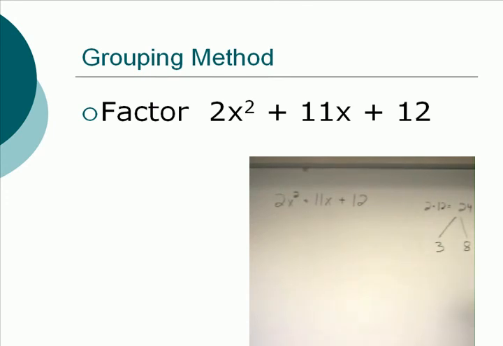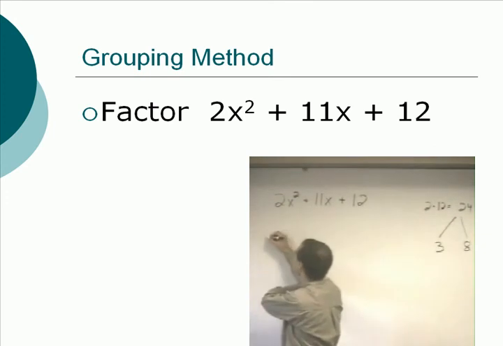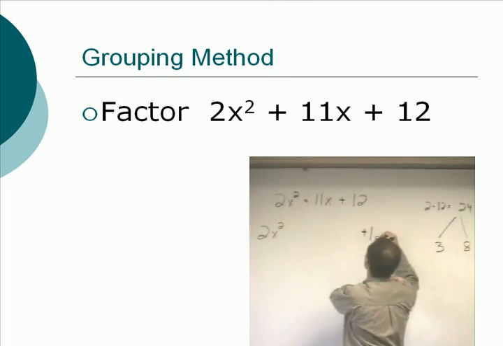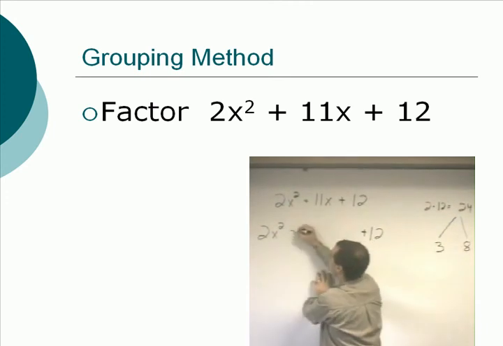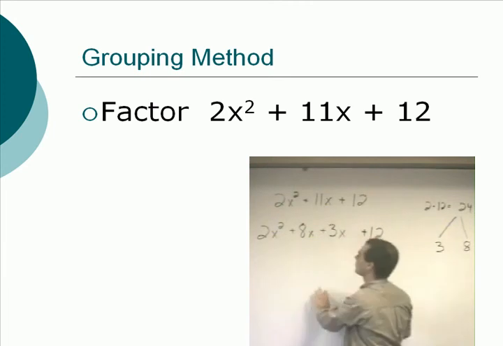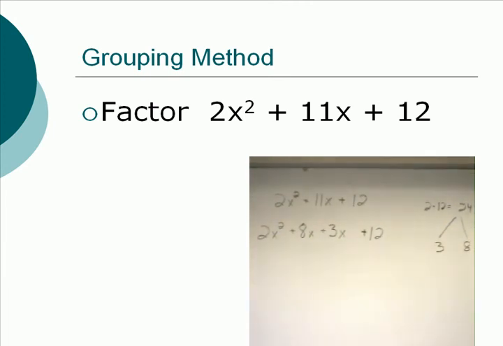So now you rewrite this thing. And you break that 11x into its two parts. So we're going to have 2x squared plus 12, but we break this up into plus 8x and 3x. Make sense so far? Take the product of the first and the last. Find your two factors that add up to your b. Rewrite it. And we're almost done.